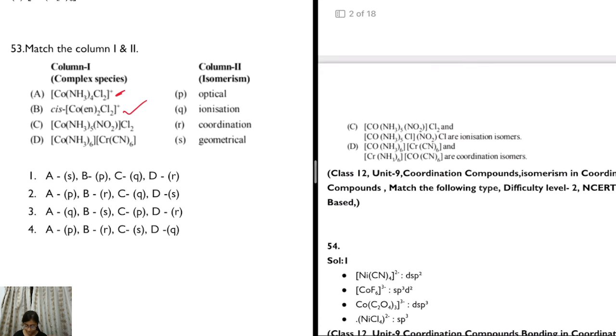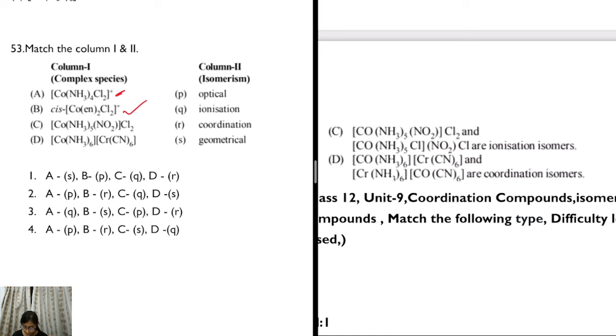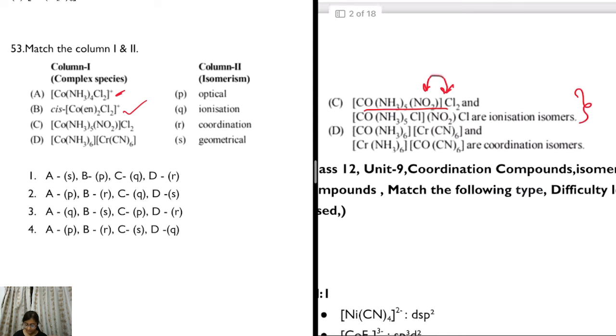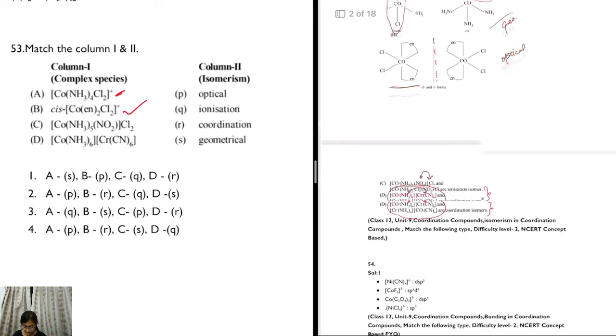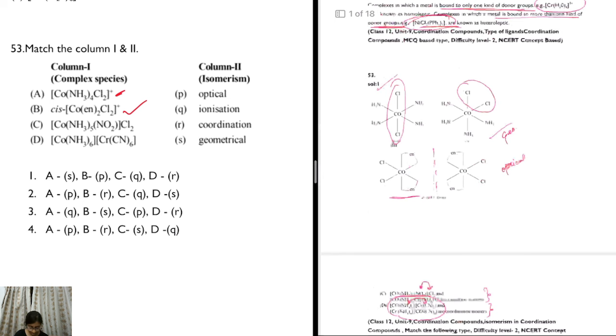Now in the next part, see [Co(NH3)5]NO2Cl2 is given to us. Now these are ionization isomers. You can see that the exchange of these ligands can take place. And now in these, coordination isomerism, because change of ligands between these coordination spheres can take place, and these will be our coordination isomerism. So what would be our answer? Our answer would be first.